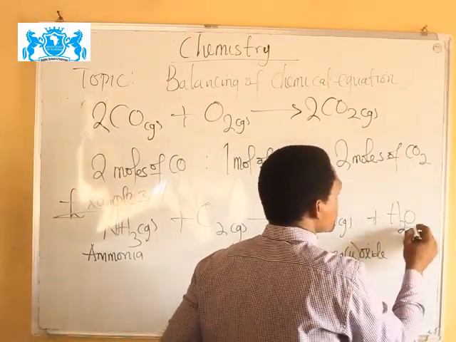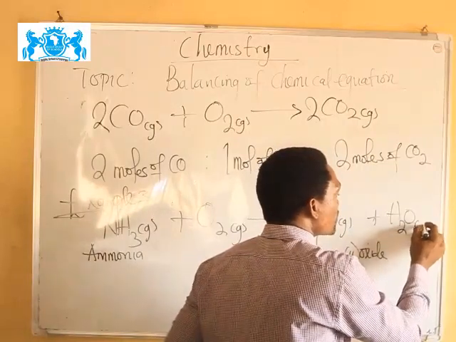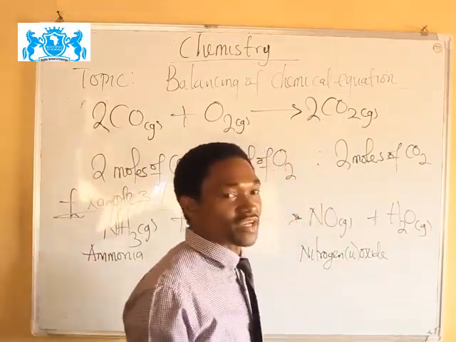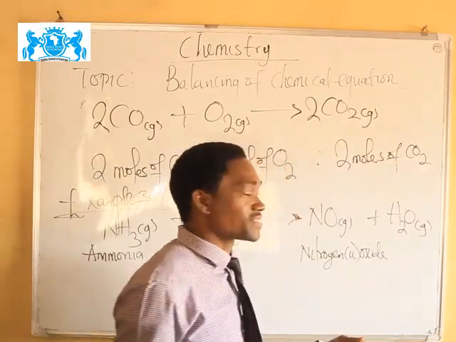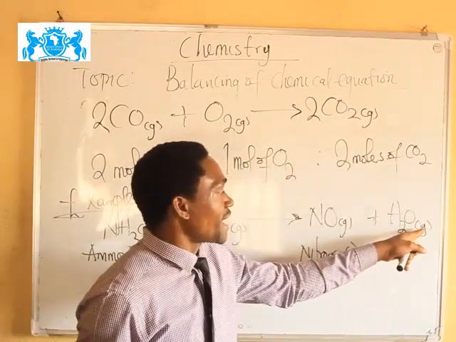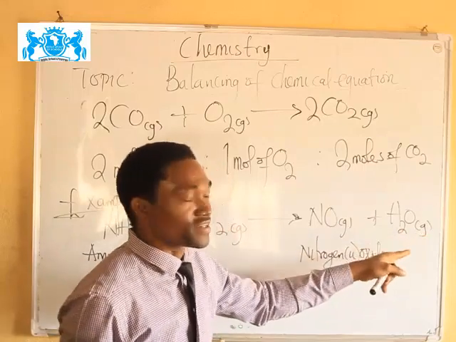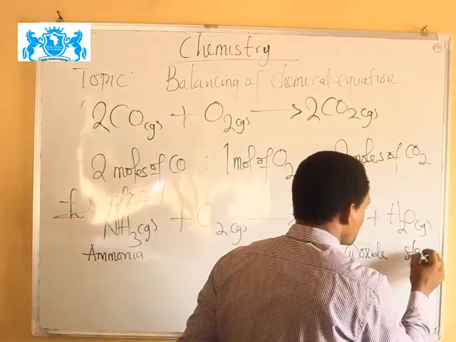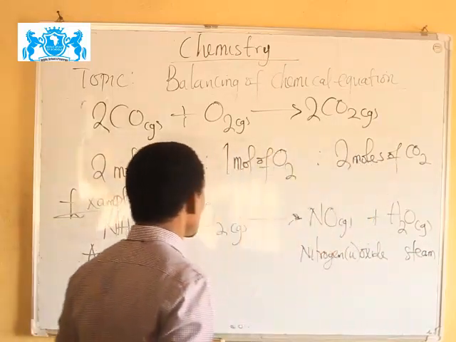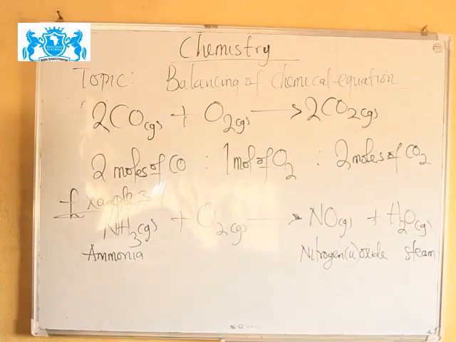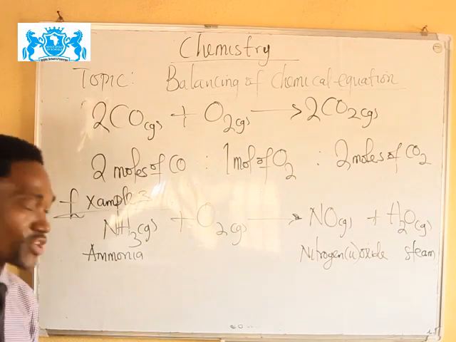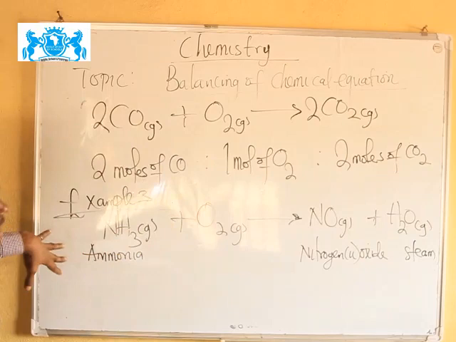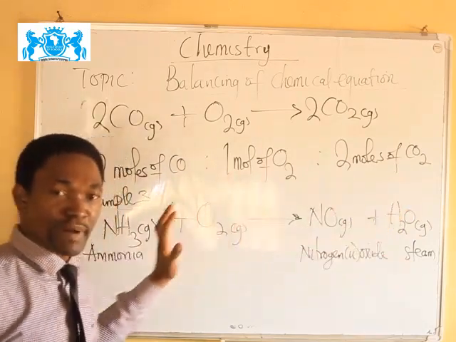Steam on this side, instead of liquid, will be written as G, representing steam. Steam and water share the same formula, but just that water is represented with L as a liquid. Steam is water in vapor form. So this is steam. Okay? Then we look at it based on the same law of conservation of matter. The number of atoms of each of the elements on the reactant side and on the product side must balance.